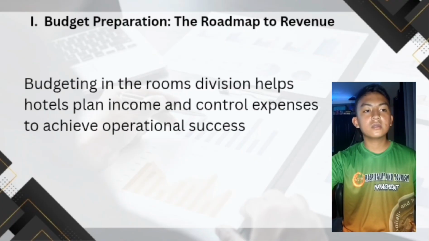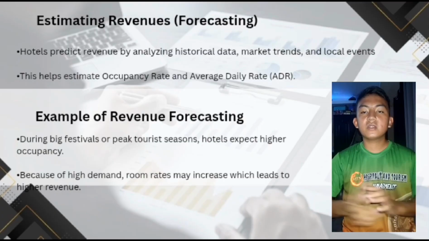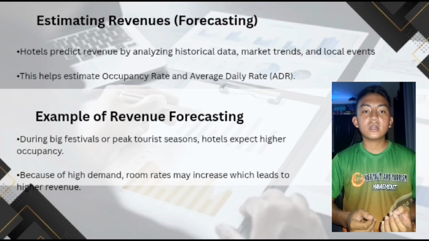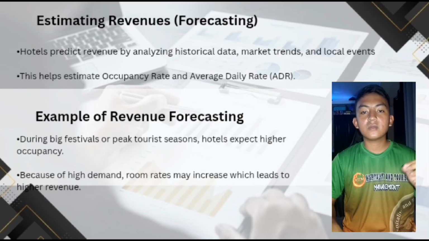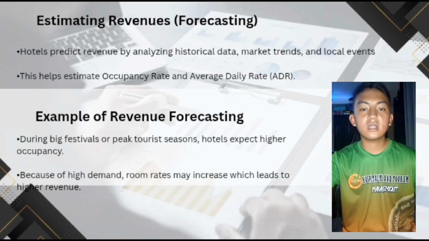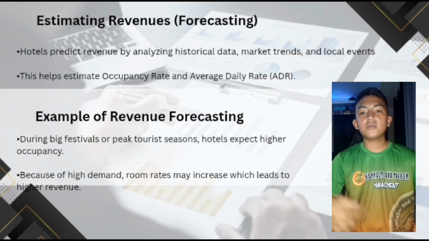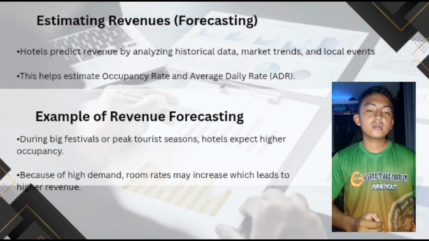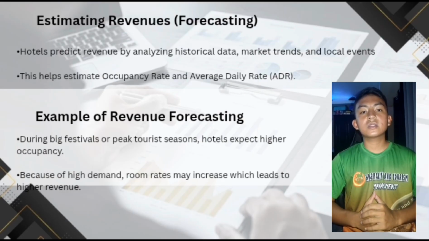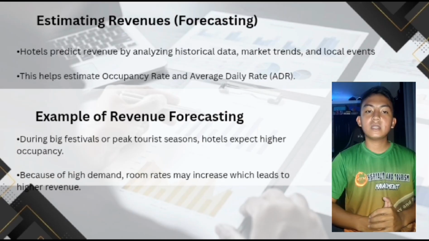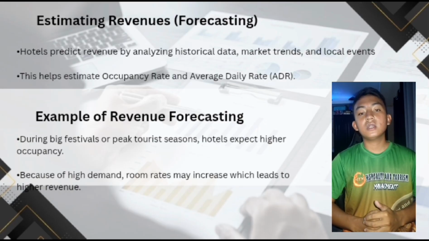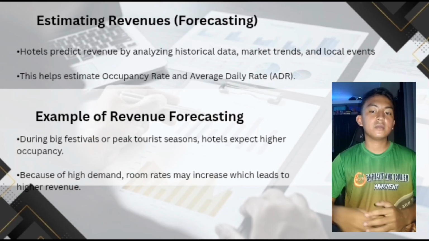Next is estimating revenues, or forecasting. Hotels predict revenue by analyzing historical data, market trends, and local events. This helps estimate the occupancy rate and average daily rate. For example, during a big festival or peak tourist season, hotels expect higher occupancy because of high demand. Room rates may increase, which leads to higher revenue.